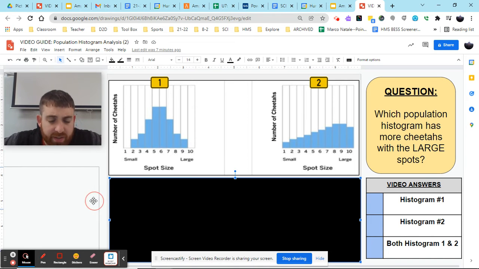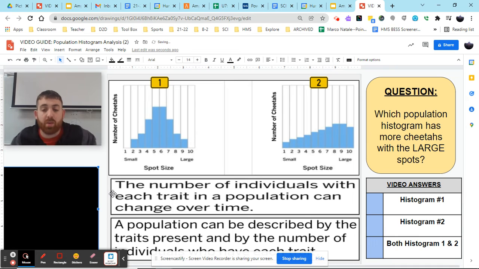So when we look at this set of histograms, we know that the number of individuals with each trait in a population can change over time. Whether we're changing in terms of the variations, so we have 10 here, we don't have 10 here, or whether it's the distribution, so 8 or 9 being kind of low here and 8, 9 being kind of high here, we know that we can describe a population by the number of individuals with those traits.